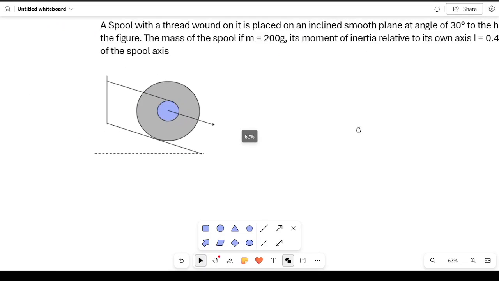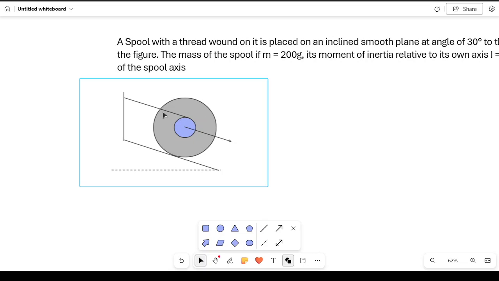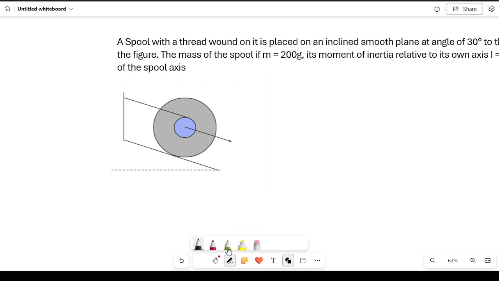So this is the spool, and this is actually a disc. And there's a part here. Along this part there is a thread that is being wound and it is tied to a wall. The entire system is placed on an inclined plane, hence the spool is rolling down, as you can imagine, with some acceleration a. The question is how to find the value of that acceleration. They're asking the linear acceleration value.